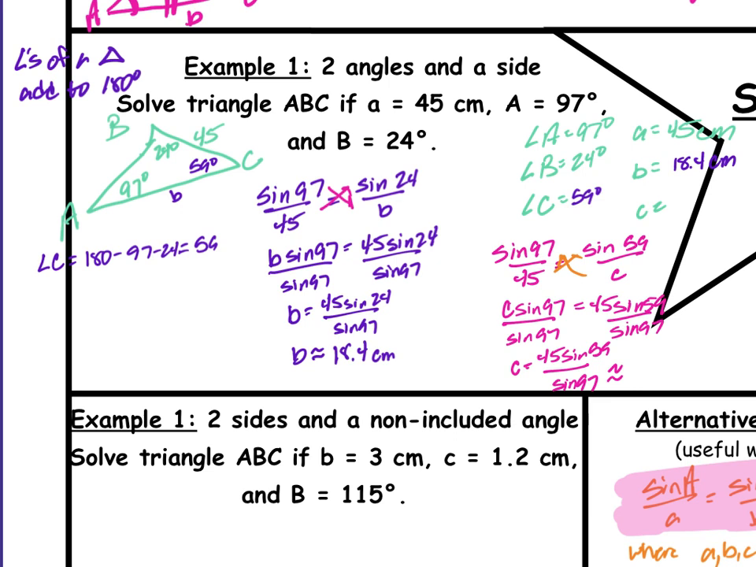Which is approximately 45 sine of 59, parenthesis, divided by sine of 97. So C is approximately 38.9. Okay, that's it.